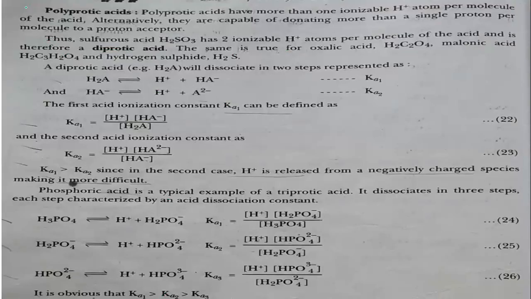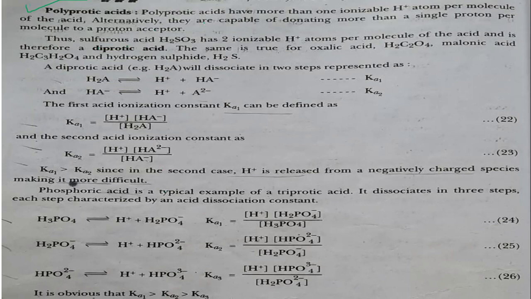So what are polyprotic acids? You know there are acids like H2SO4. H2SO4 gives 2 protons. H3PO4 gives 3 protons. If an acid gives 2 protons, that is a diprotic acid. If it gives 3 protons, that is a triprotic acid. Hence the polyprotic acids, and for that we are going to see the corresponding dissociation constants.